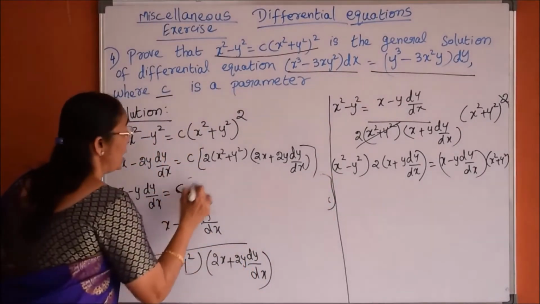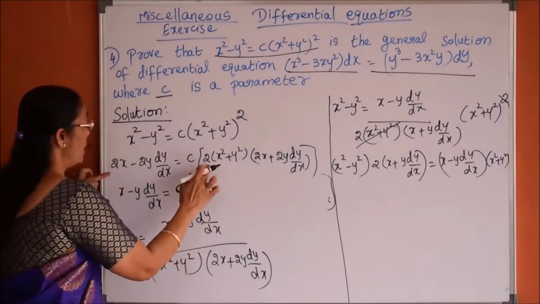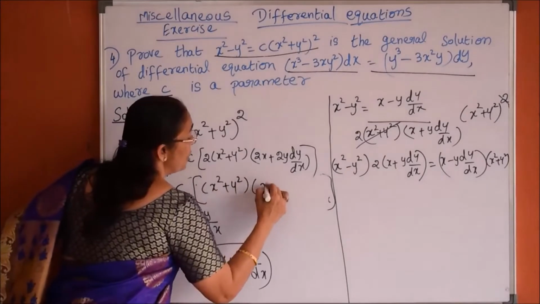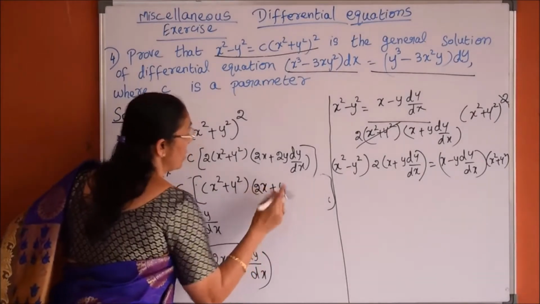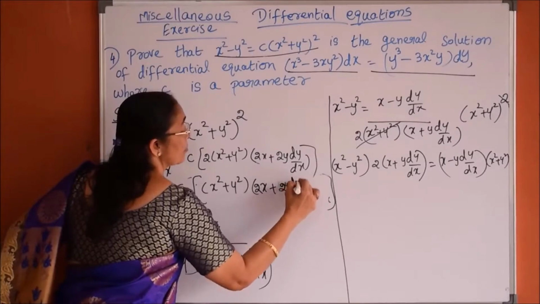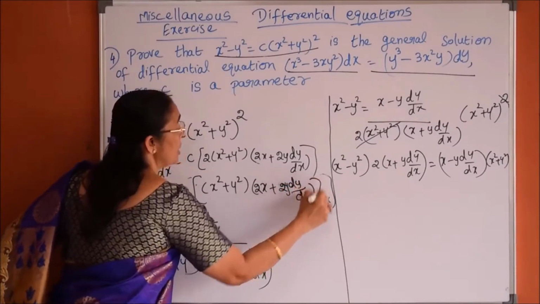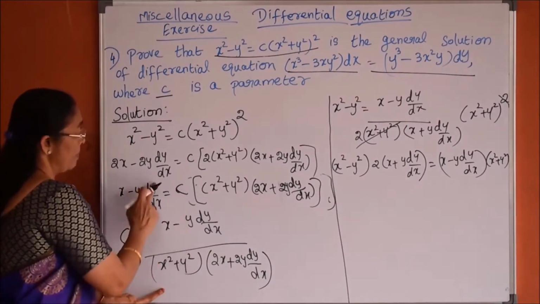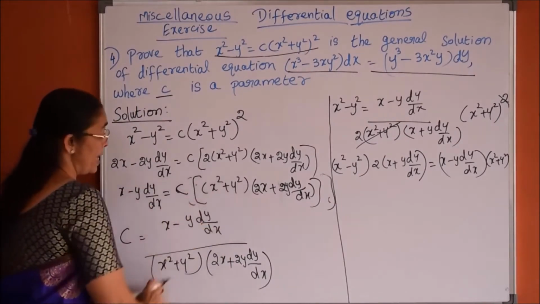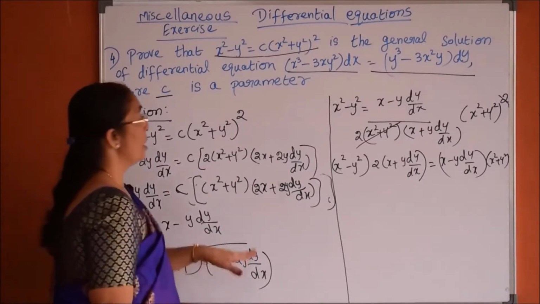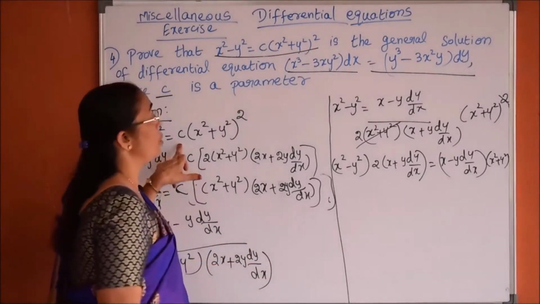So c into, we just cancelled 2. So we will get (x² + y²)(x) + 2x + 2y dy/dx. So this value we substitute as it is. c is equal to (x − y dy/dx) divided by (x² + y²), times 2x + 2y dy/dx. Now afterwards we substitute the c value here.